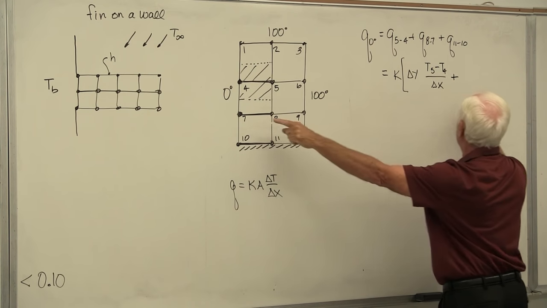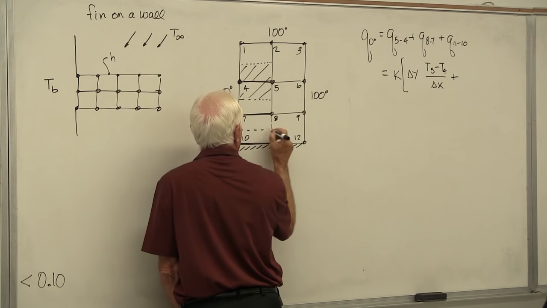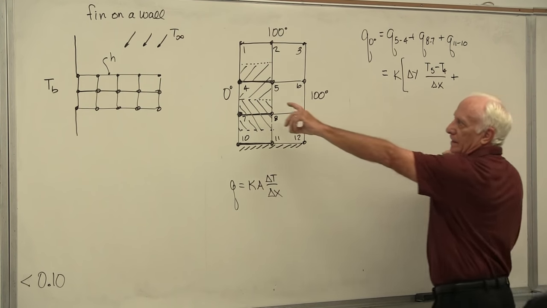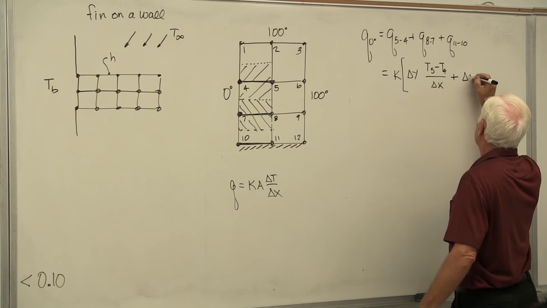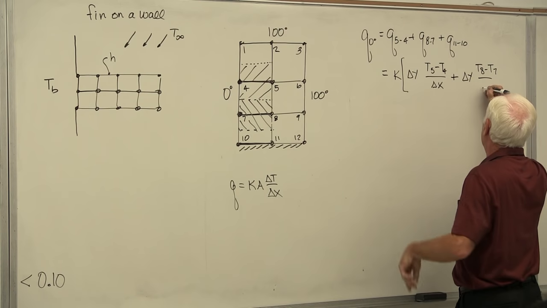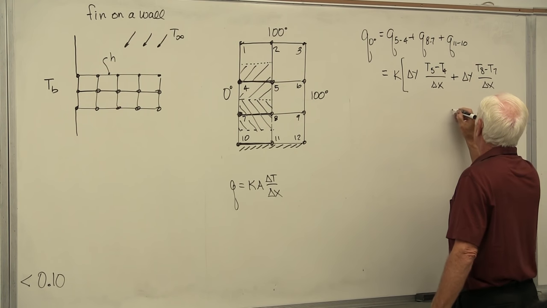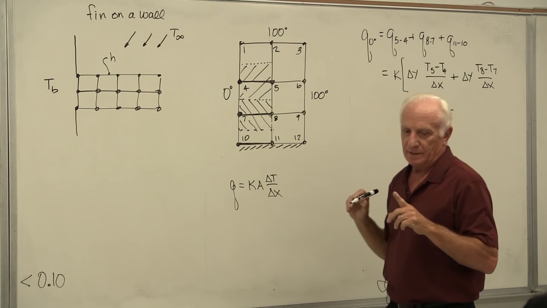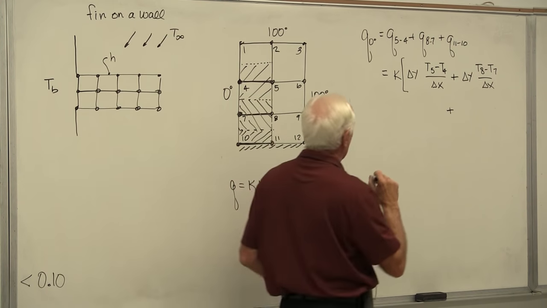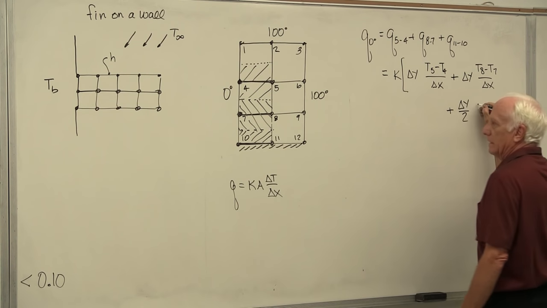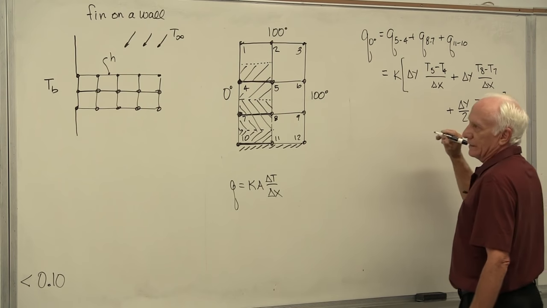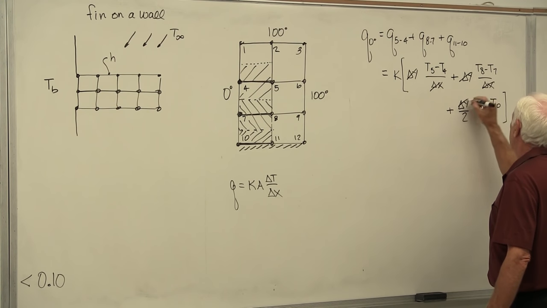The heat from 8 to 7, I'll draw the picture again. The area, delta y times 1. Temperature difference, T8 minus T7. Distance I moved, delta x. Plus 11 to 10, be careful. The area now is only half an area, delta y over 2. Hot temperature T11, cold temperature T10. Distance I moved, delta x. Square grid, delta y equals delta x.